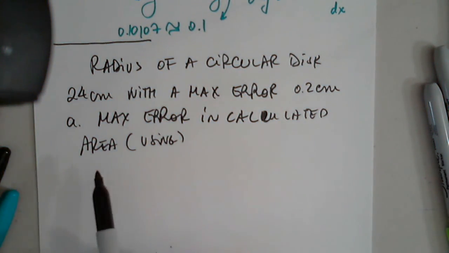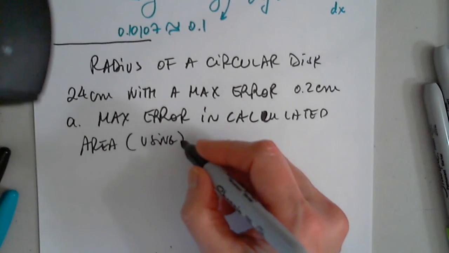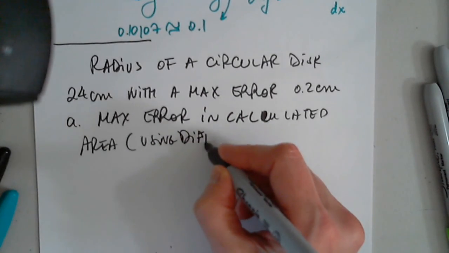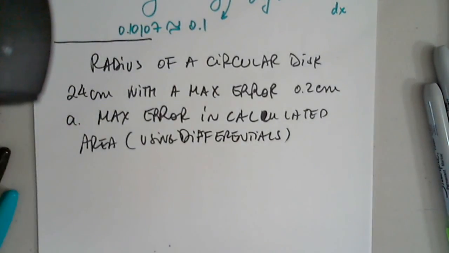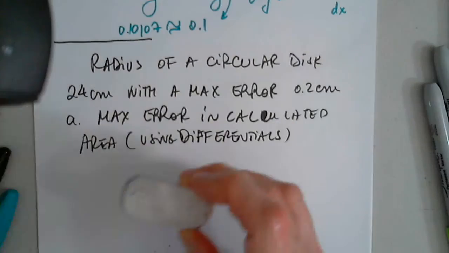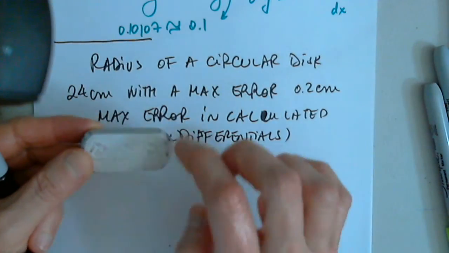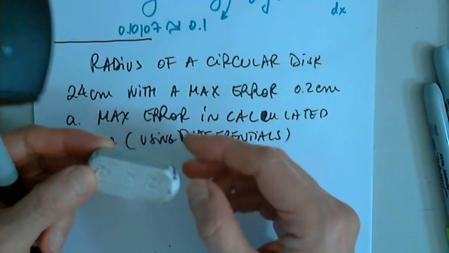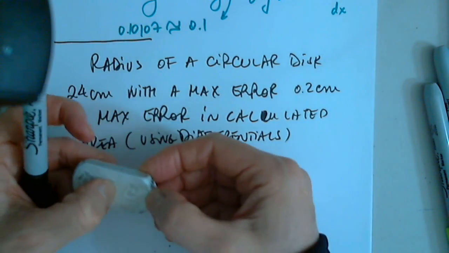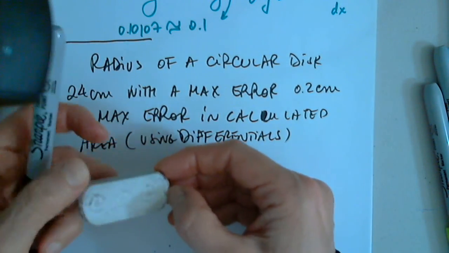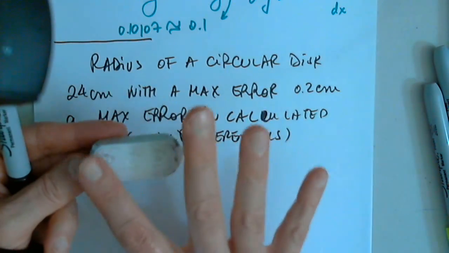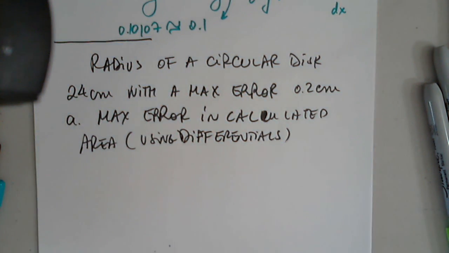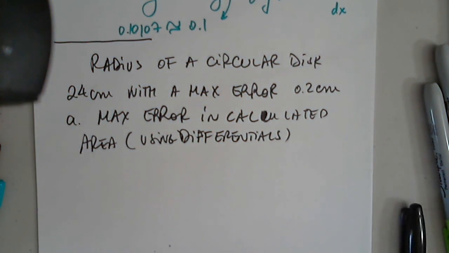So maximum error in calculated area using differentials. As in my little silly example here, imagine this is a circle. If I have an error in the measurement of the radius, that will trigger an error in the measurement of the area. And we want to approximate that. We want to determine that.